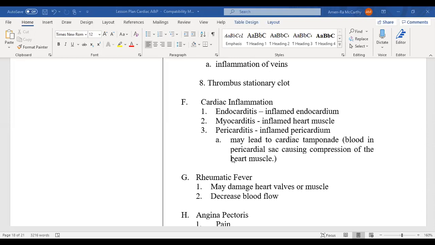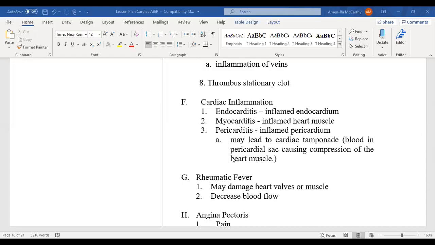All right, so if the sac is inflamed, that's pericarditis. If the middle layer is inflamed, that's myocarditis. And if the inner layer is inflamed, that is called what? Endocarditis. Endocarditis, good.